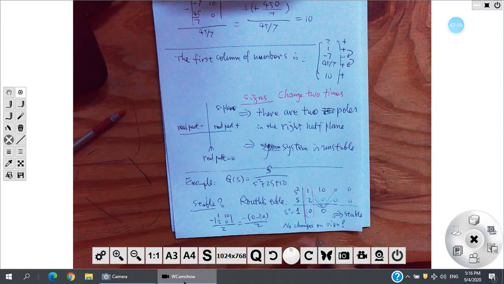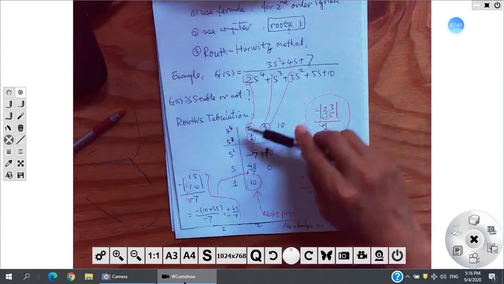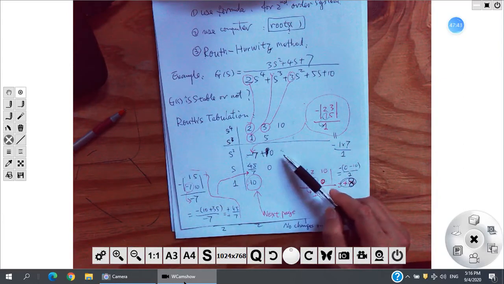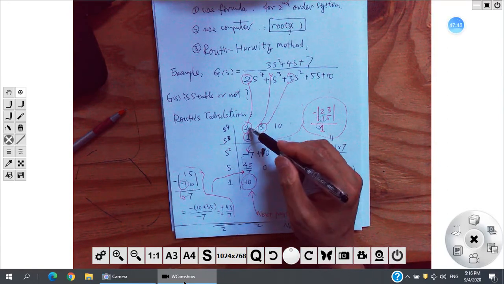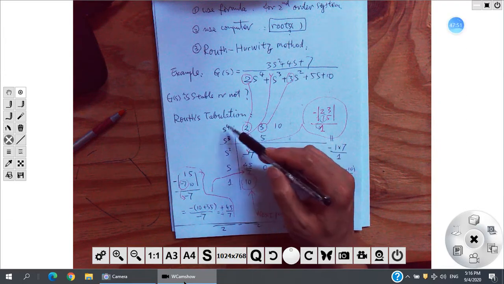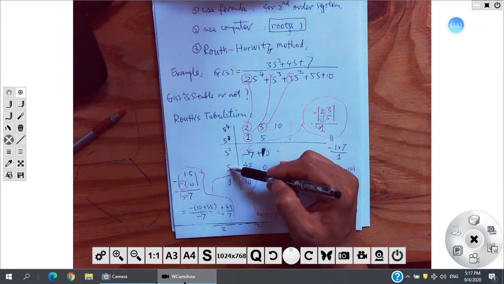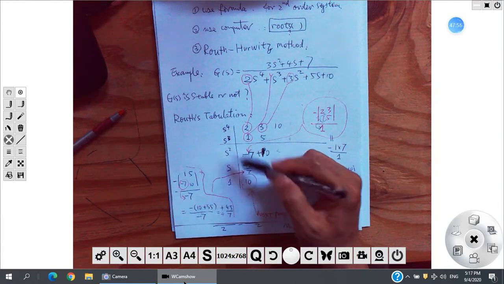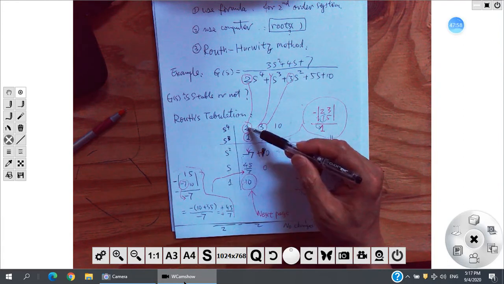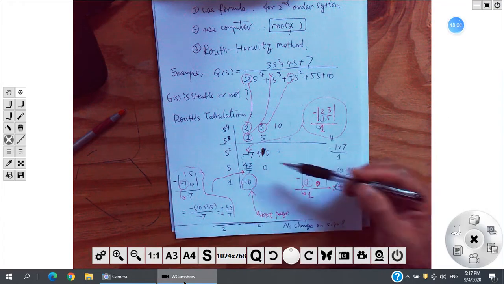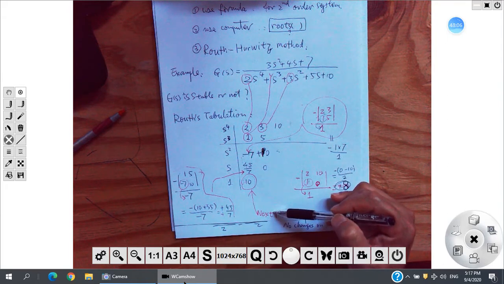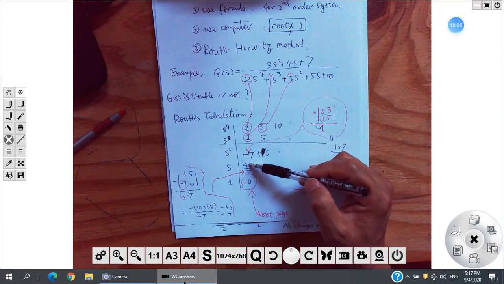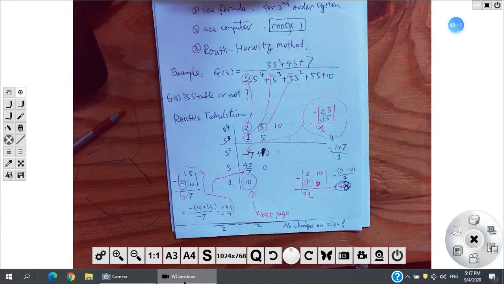Second method, you just calculate. You try to find the table that looks like this, the Routh table. In this table, you check the first column of numbers. Actually, this is the second column, right? The first column is S and its powers. This is the first column of numbers. If there is no change in the sign, the system is stable. If there is some change in the sign, then the system is unstable. Okay.